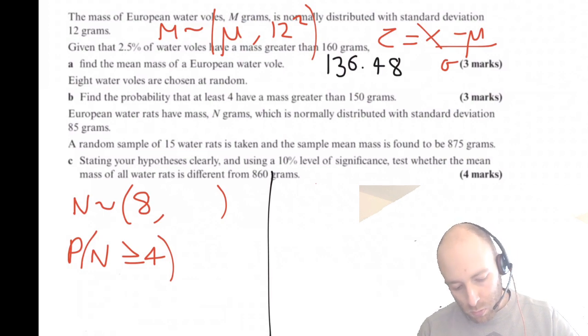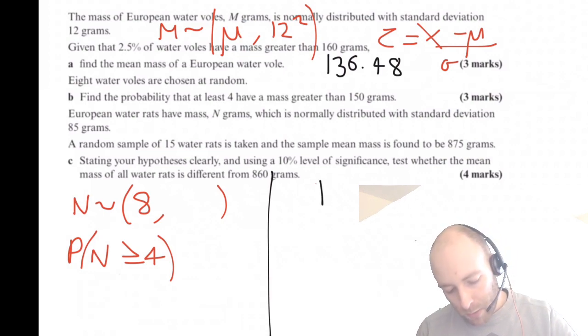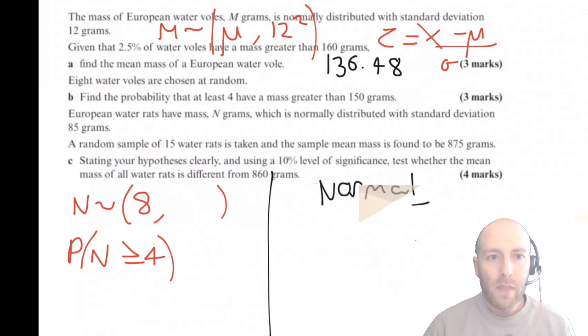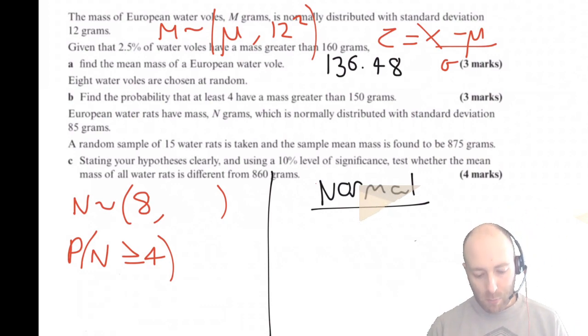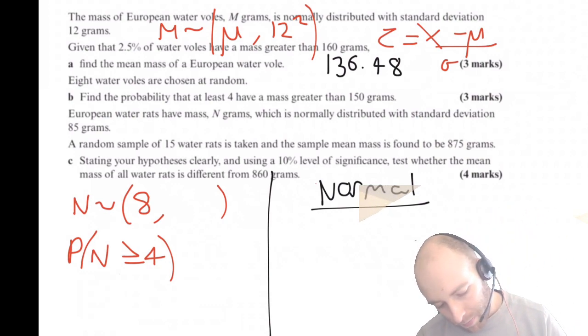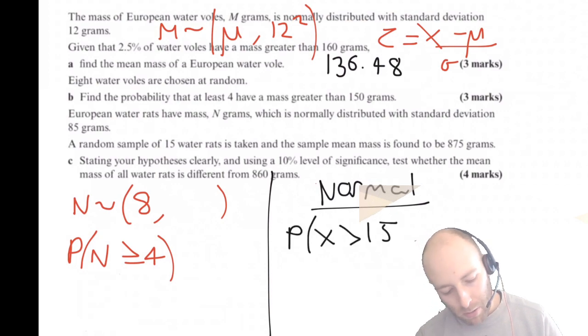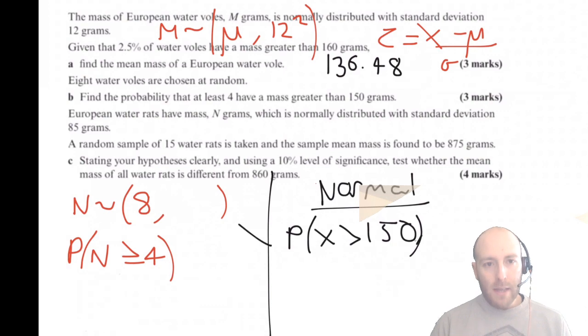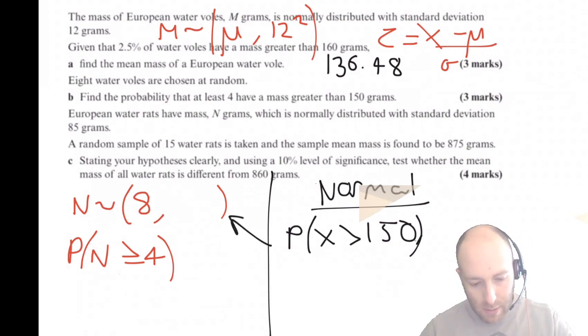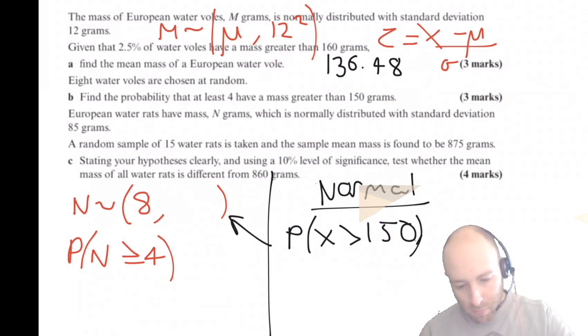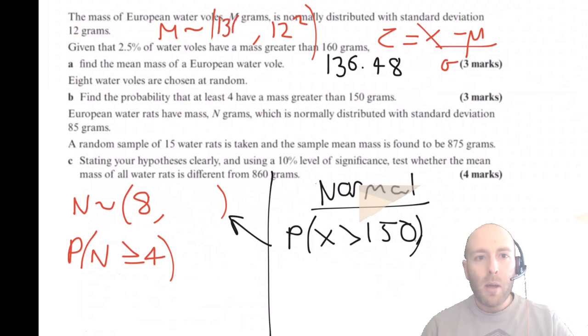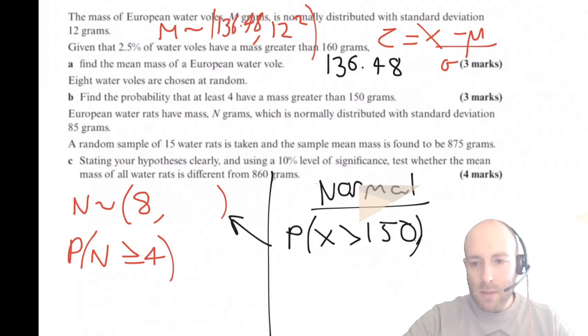So we're going to need to do a normal distribution in order to find the probability that a vole has a mass greater than 150. So we want to find probability x is greater than 150, and then we're going to write that in there to do our binomial with. So we know all the bits now for this normal distribution. So we just worked out this is 136.48. So I can just type this into the calculator.